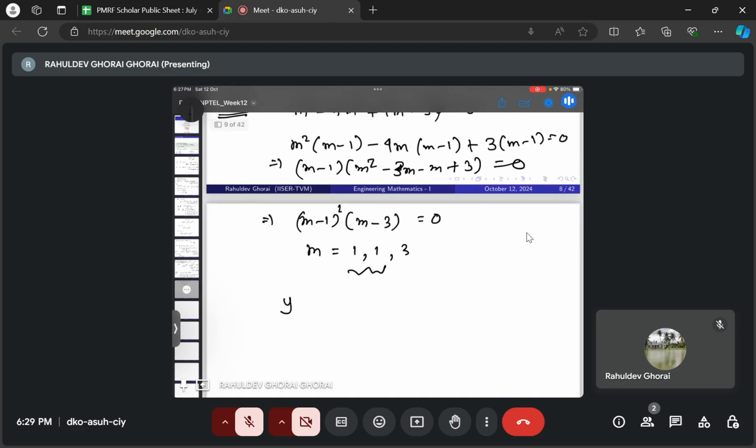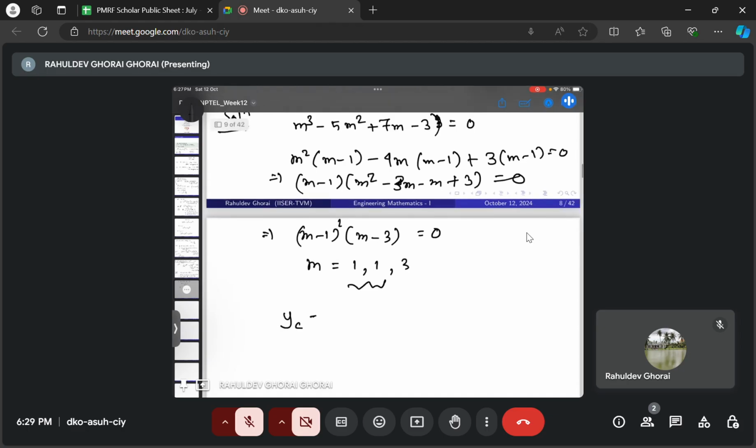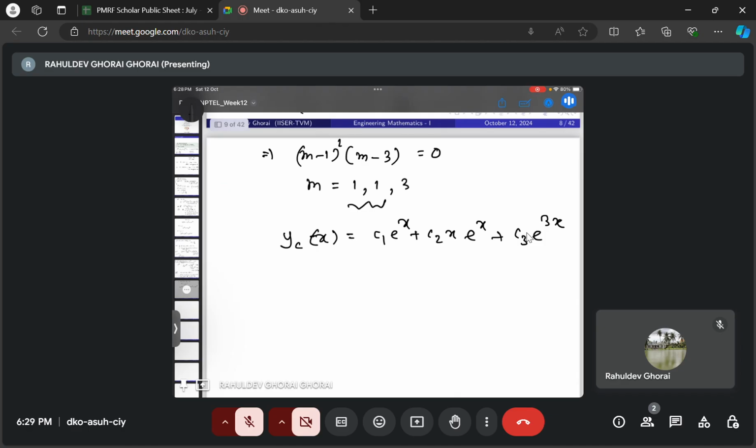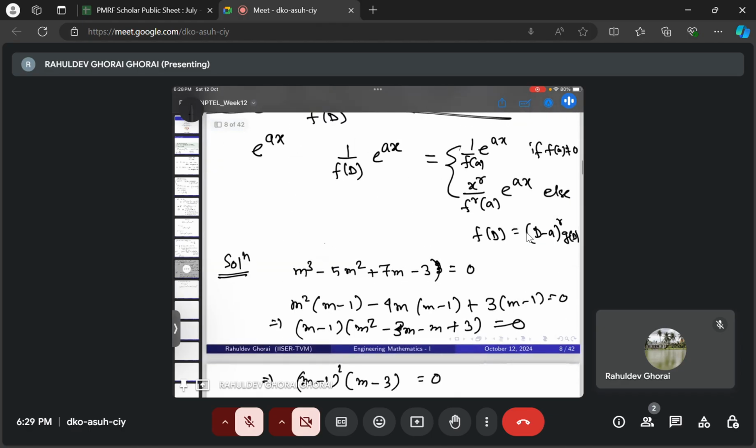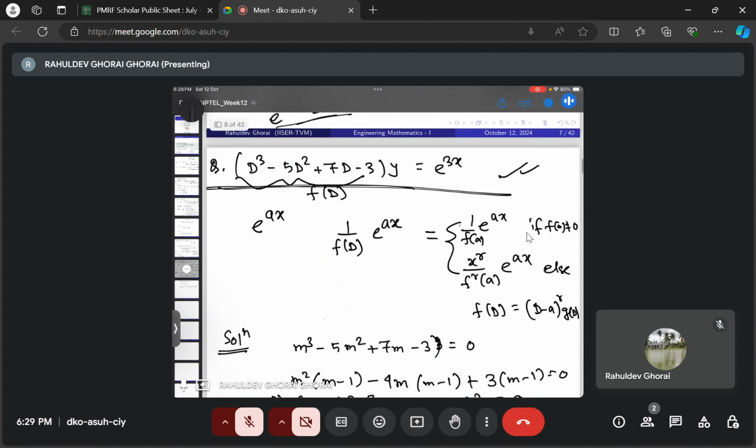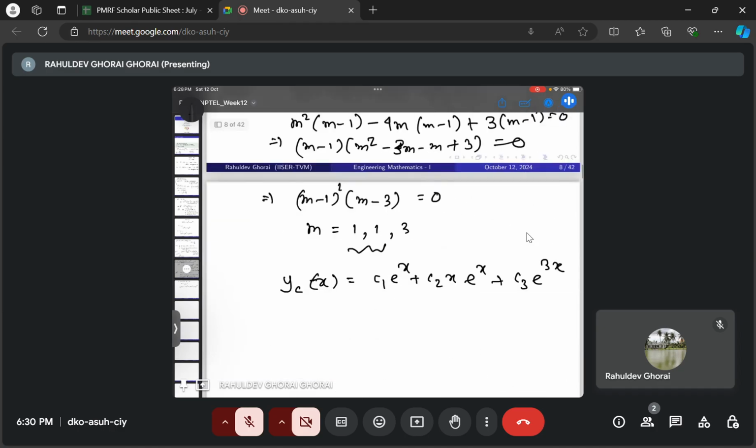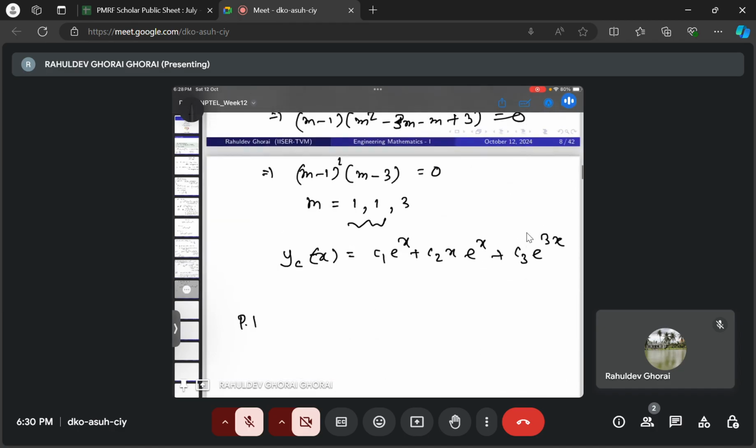So the solution for the homogeneous equation, which we denote by yc, is yc(x) equals c1 e to the x plus c2 x e to the x plus c3 e to the 3x. That is one part. We haven't yet got the answer to the question, so now we have to find the particular integral.